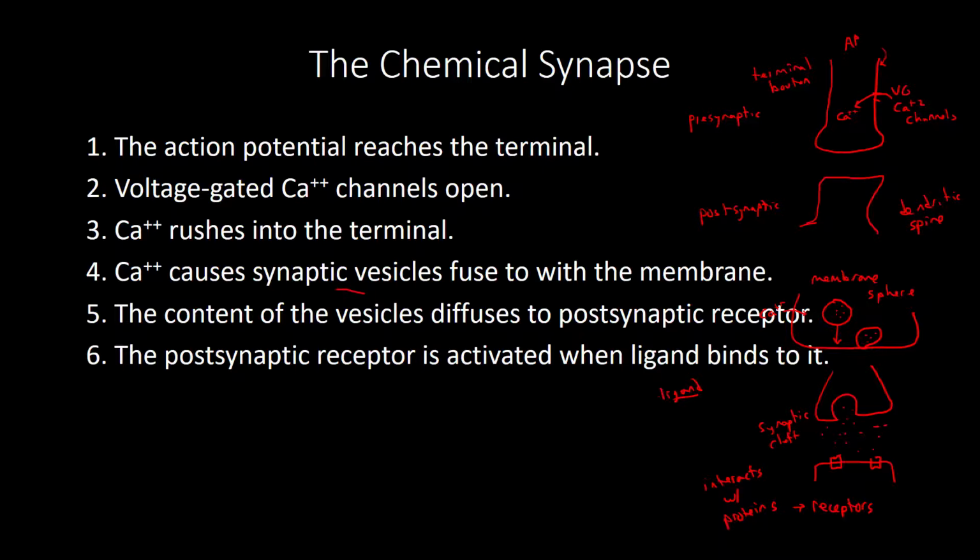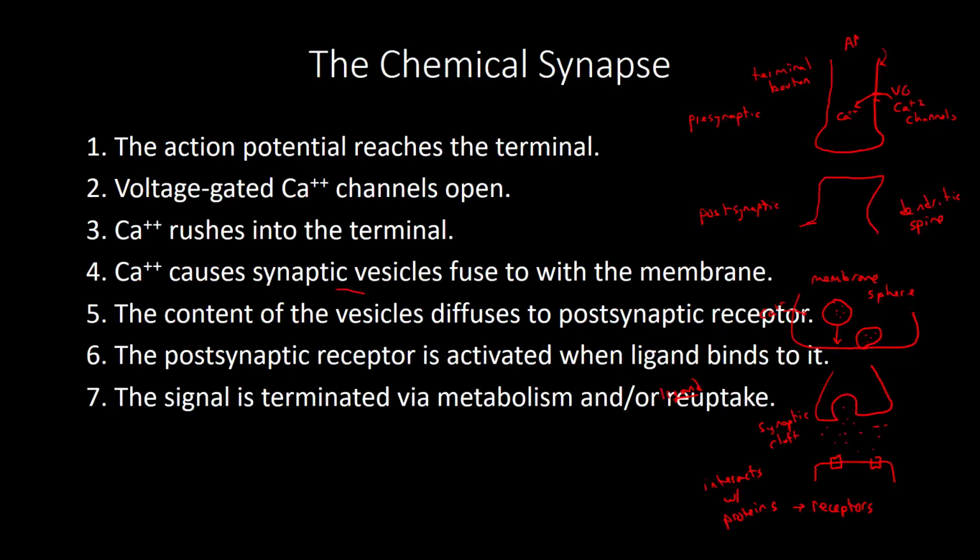Now, we don't want this to go on forever. So over time, we have to terminate that signal. There's a couple ways we can do it. One is we can destroy our chemical signal. That's called metabolism. So an enzyme destroys the signal. It destroys the neurotransmitter.